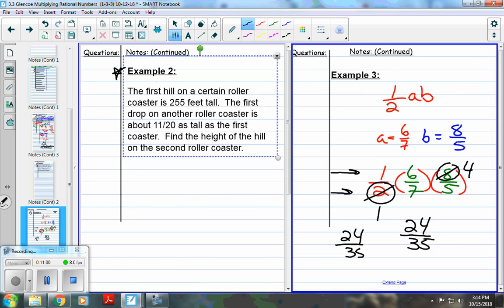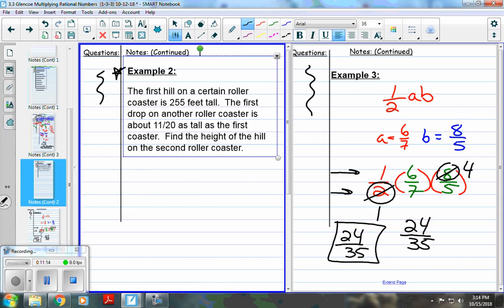And again, we just double check. 24 and 35 have no other number in common but the number 1. Well, that's it, students, for our video lecture on multiplying rational numbers. So if you have any questions, please remember to use our question columns throughout this note to write our questions down, and I'll see you in class.